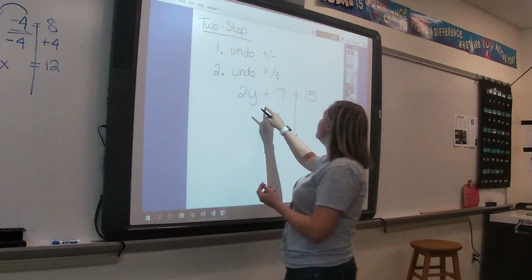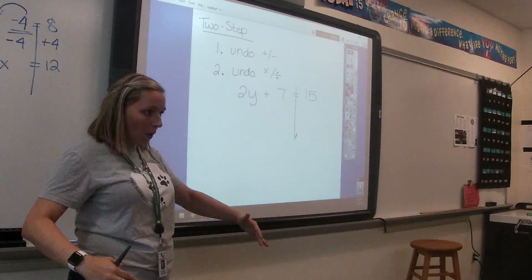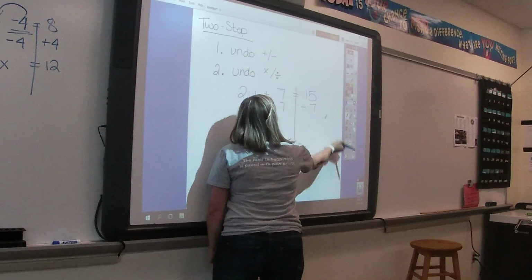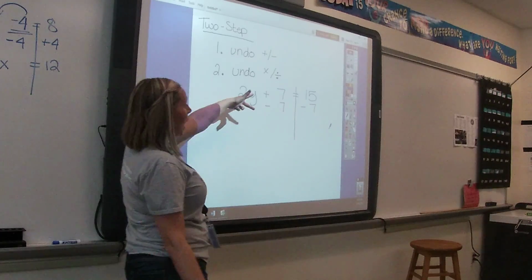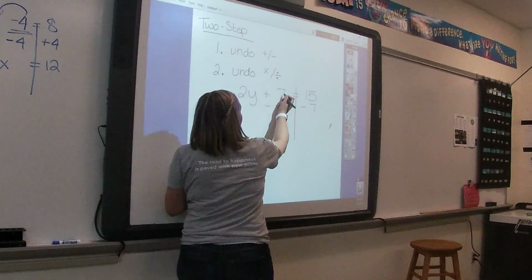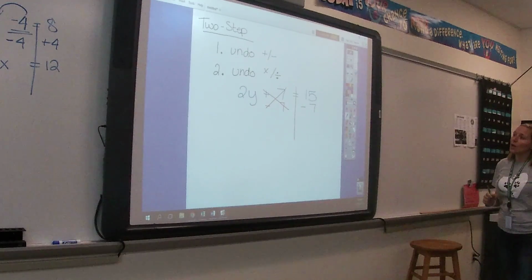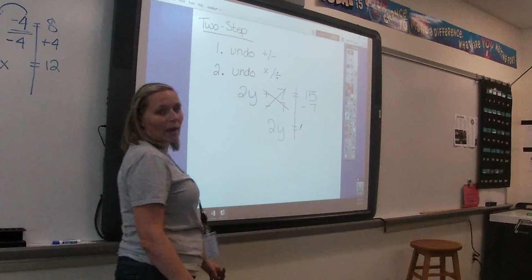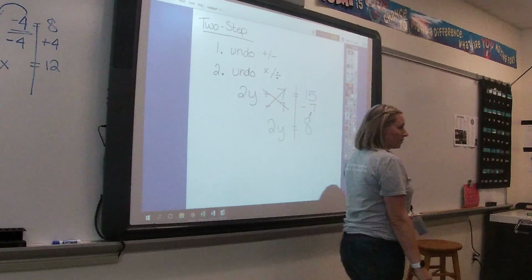So how do we undo adding 7? Subtracting 7, right? We should know that because that was what we were practicing yesterday. So if we subtract 7 here, I also need to subtract 7 here. Okay, great. This is our inverse operation happening. These are canceling out. What do I have left over on the left-hand side? 2y. What do I have left over on the right-hand side? 8, because 15 minus 7 is 8.